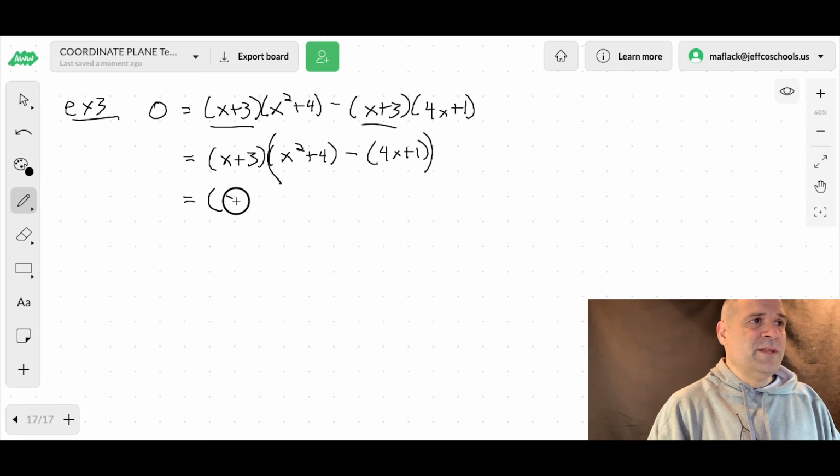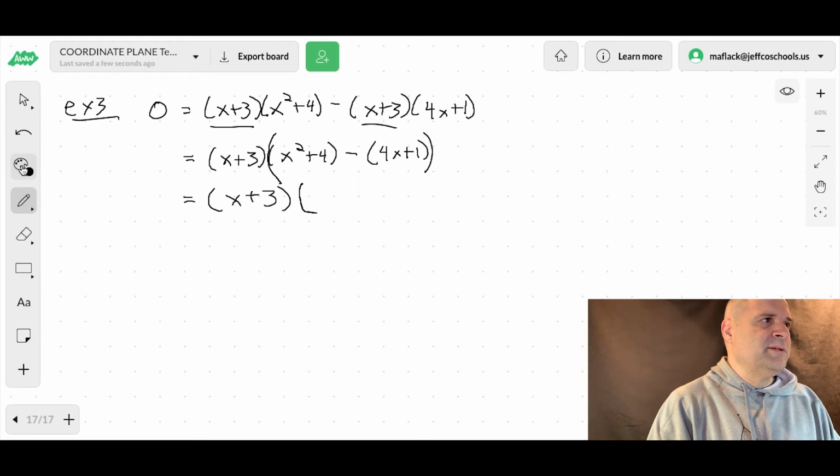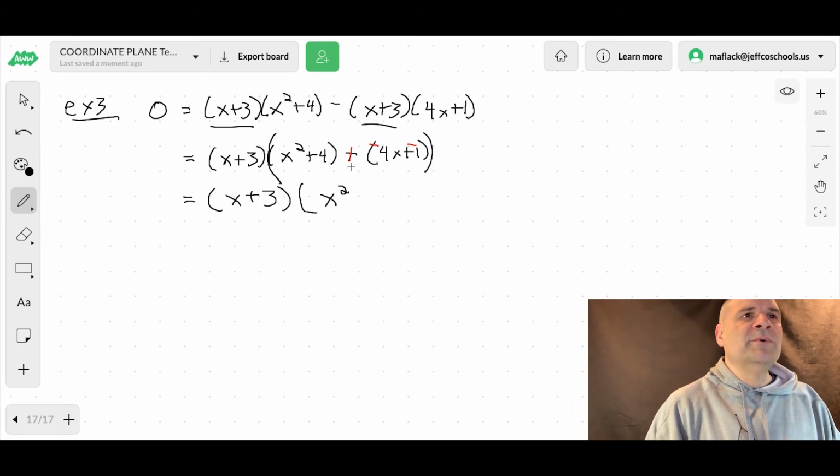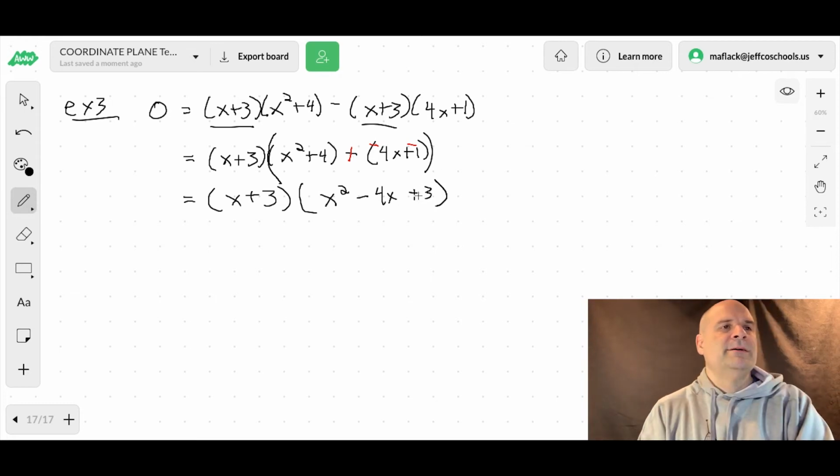Now let's clean this up a little bit. We're still left with that x plus 3 on the outside, and on the inside we're going to combine these terms. I'm going to chicken scratch this whole parenthesis because we're subtracting this whole parenthesis, so that's what we're adding. So we have x squared, and then a -4x, so minus 4x. And then we have a 4 plus -1, so that's a 3. All right, let's keep going.